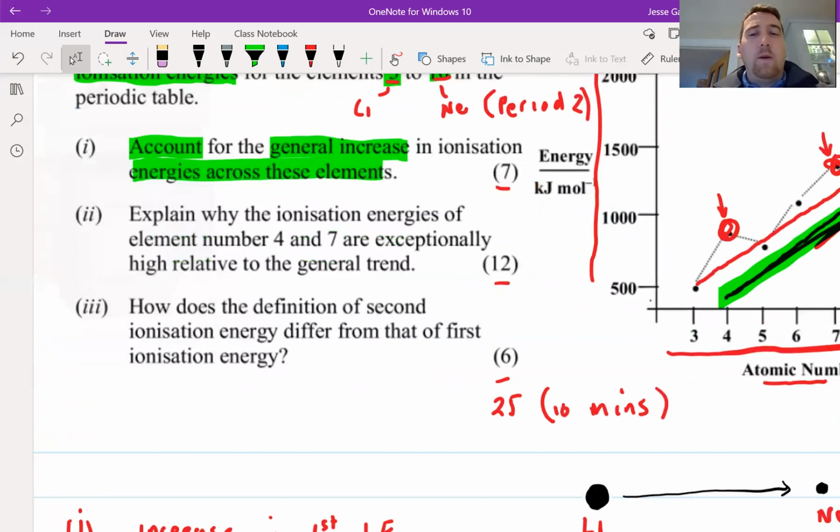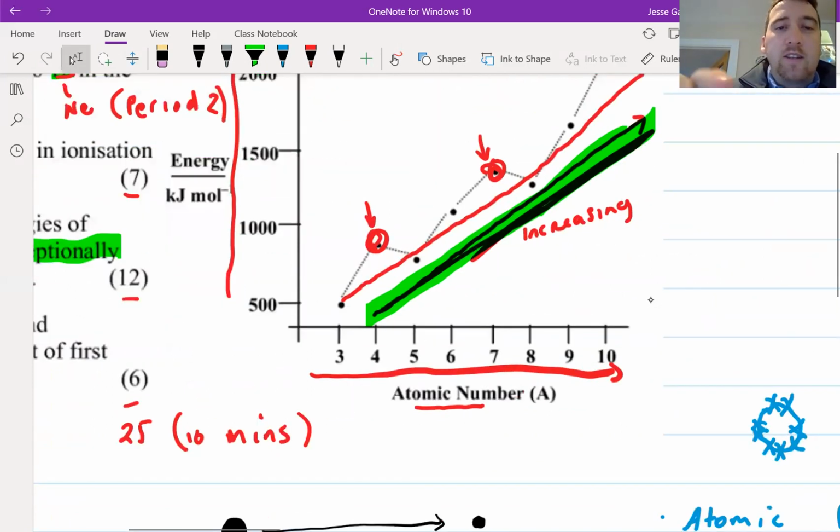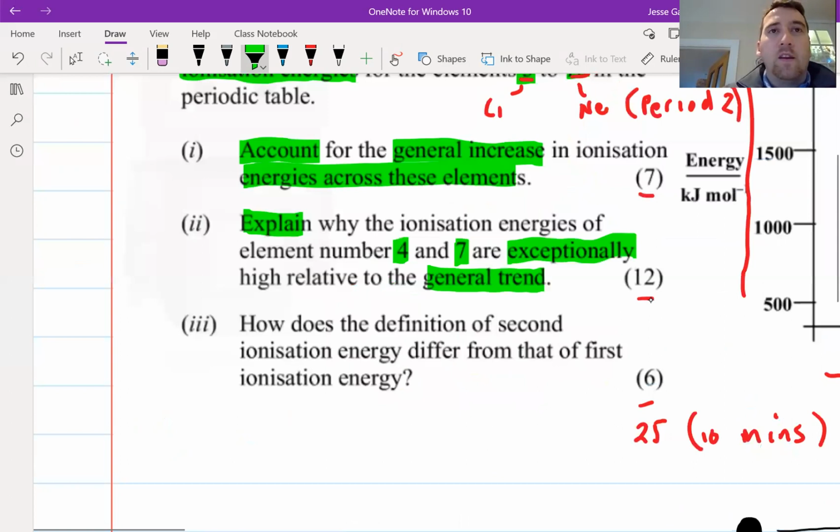So they're going to be looking for a bit more detail here. What does it say? Explain why the ionization energies of element number 4 and element number 7 are exceptionally high relative to the general trend. So 4 and 7. So that's these two here, this one and this one. Explain why those are exceptionally high relative to the rest.